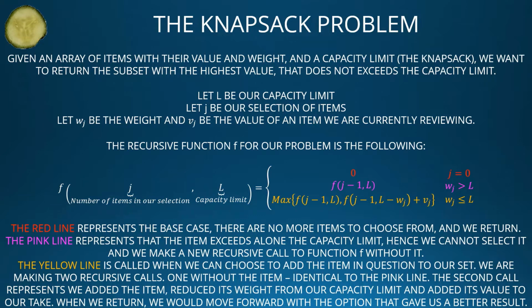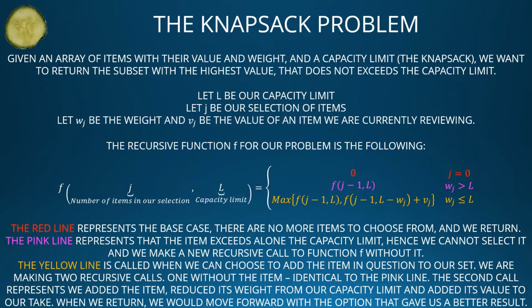The red one: if we no longer have any items to choose from, we are simply returning 0. The second scenario is the pink one, when the weight of the item exceeds the capacity of our knapsack. The third scenario is when we can choose the item, but it is not necessarily worth it to us to choose it. And as you can see, the red line represents the base case. There are no more items to choose from, and we return.